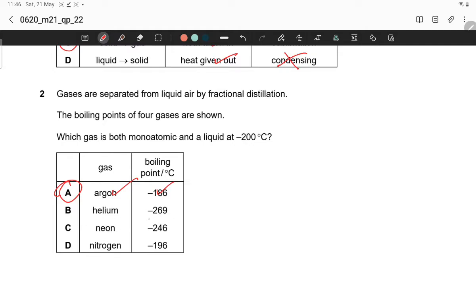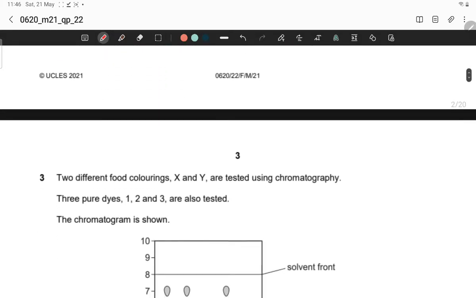Helium is at minus 269 degrees centigrade, so it is not liquid at minus 200 degrees centigrade, so this is incorrect. Neon, minus 246, so it is also incorrect. Nitrogen is liquid at minus 200 degrees centigrade, but it is a diatomic gas, so that's why it is an incorrect option. Argon is monatomic, which is liquid at minus 200 degrees centigrade.